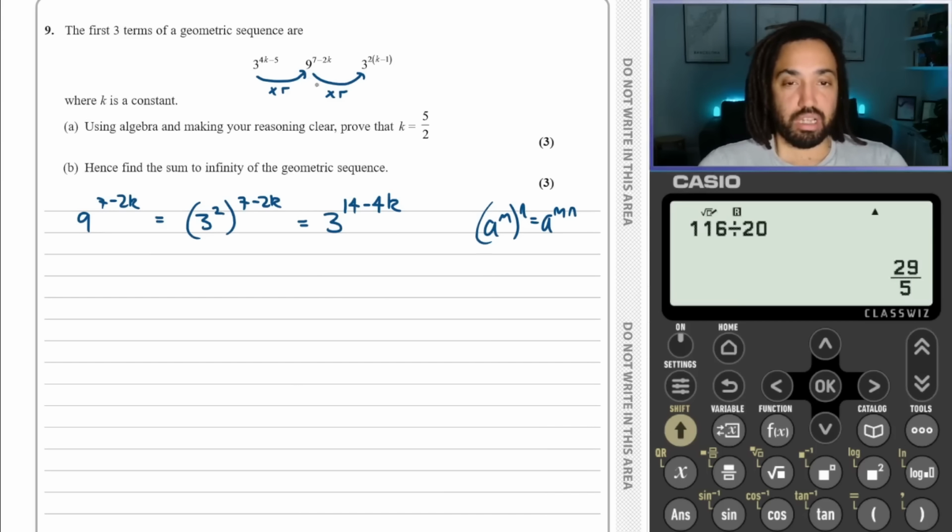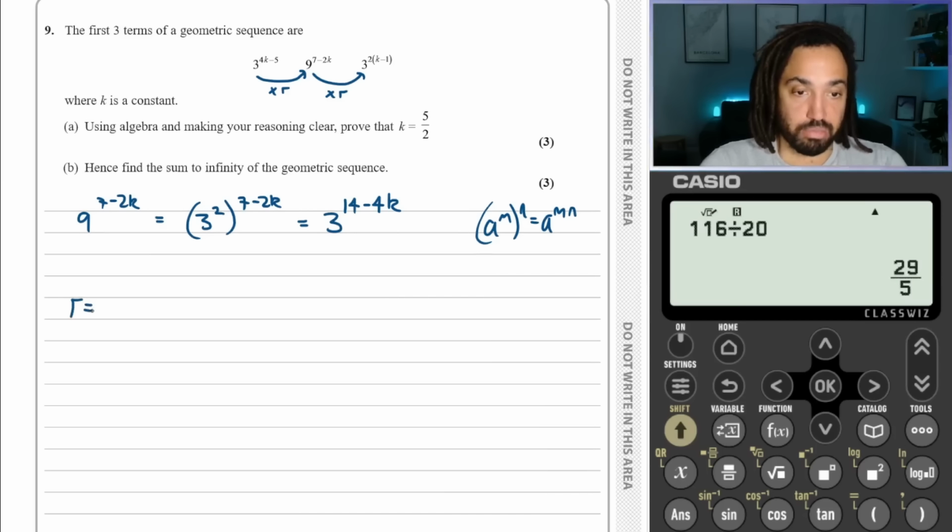Okay, so if I wanted to work out r, well, because the first term times r equals the second, to find r, I just do the second term divided by the first. So the second term is this guy here, which we've said is the same as this. So we're going to write that out, and then we're going to divide it by the first term, and that's going to give us r.